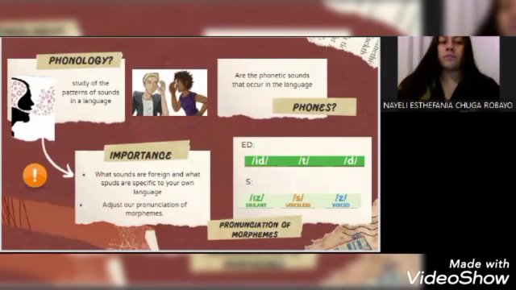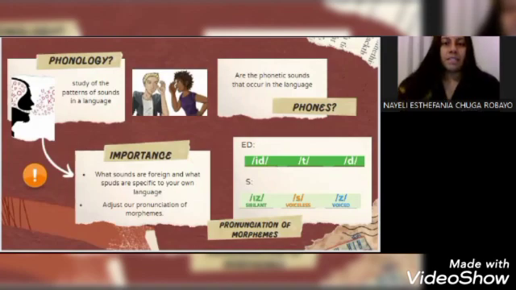First of all, what is phonology? Basically, it's the study of the patterns of sounds in language and across languages, which is totally different from the study of sentence structure or word structure. It's important because it tells us what sounds are foreign and what sounds are specific to your own language. And also it's important because it allows us to adjust our pronunciation of morphemes.